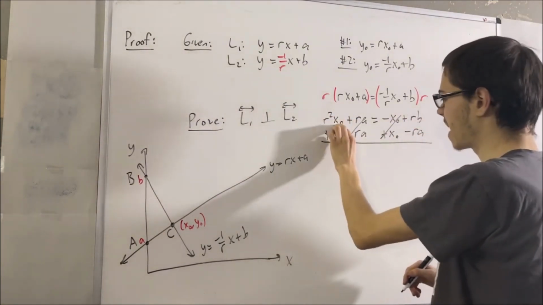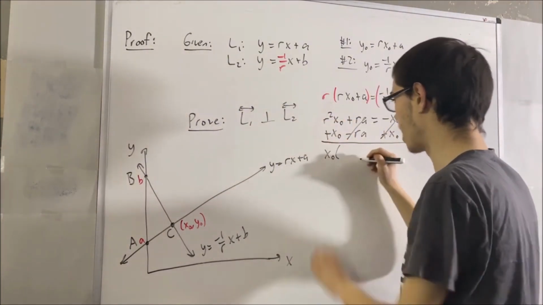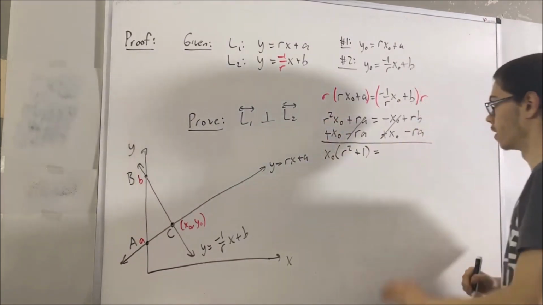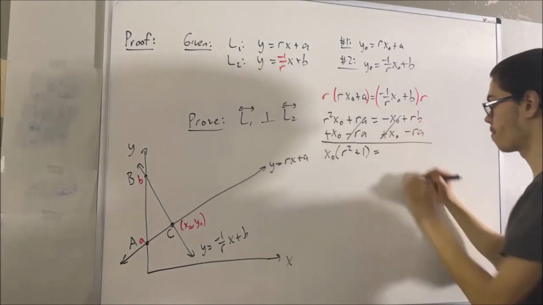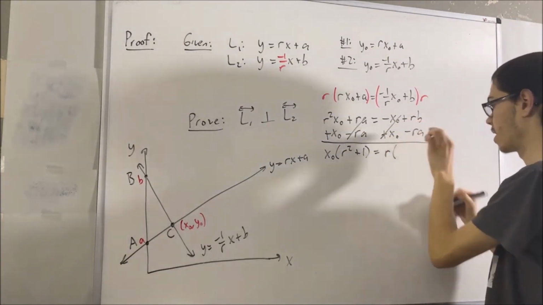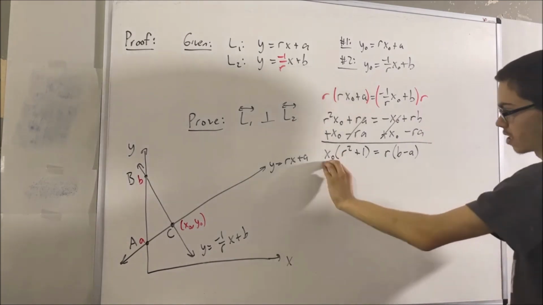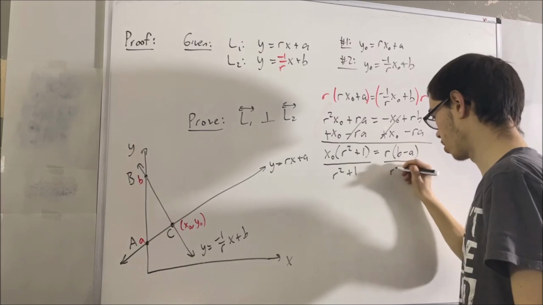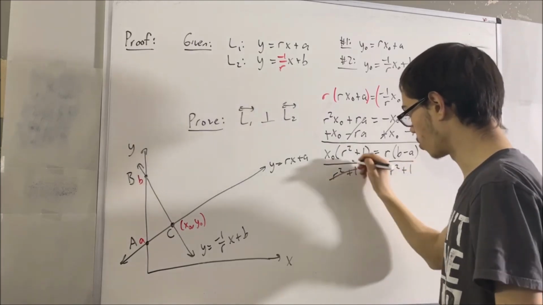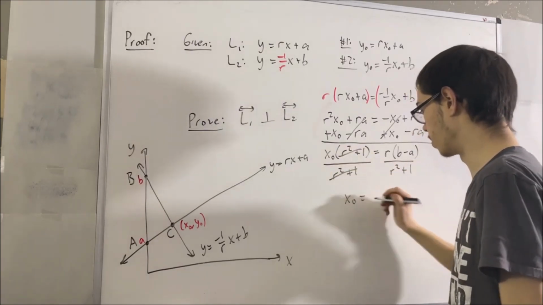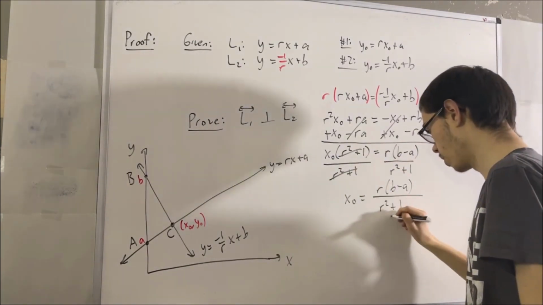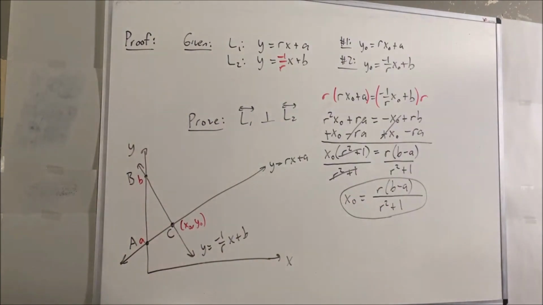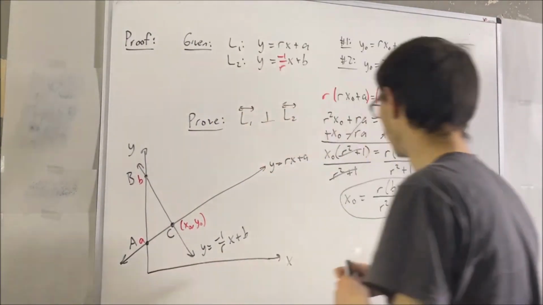On the left side, I can factor out x0. If we do that, we're going to be left with r squared plus 1 in the parentheses. On the right side, we can factor out r. We'll be left with b minus a in the parentheses. To solve for x0 at this point, all I have to do is divide r squared plus 1 on both sides. And so that goes away, and you're left with x0 is equal to this. And so this right here is equal to x0. And so I'm actually going to write that for safekeeping up here.